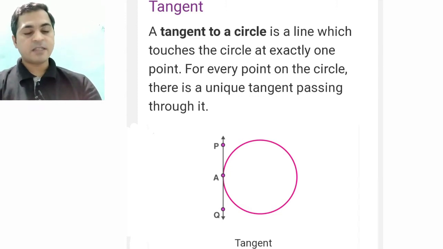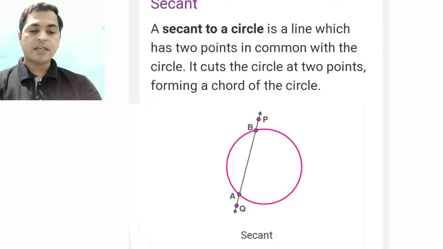Next, we have discussed the secant, and I have told you what a secant is. If a line passes through a circle and intersects the circle at two points, that line is said to be a secant of the circle. So students, let us see the standard definition of a secant. A secant to a circle is a line which has two points in common with the circle. It cuts the circle at two points.